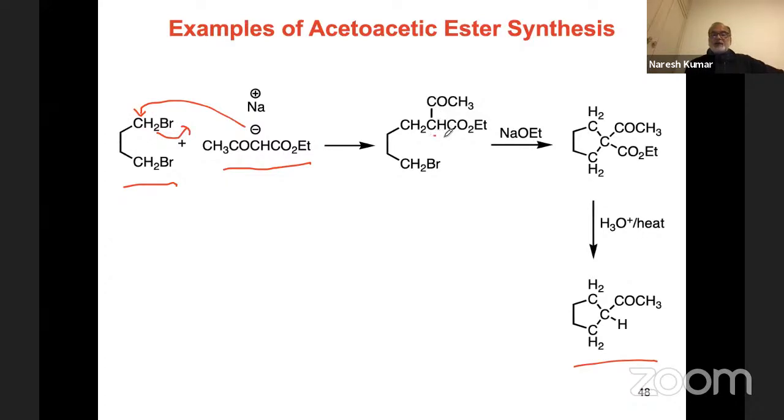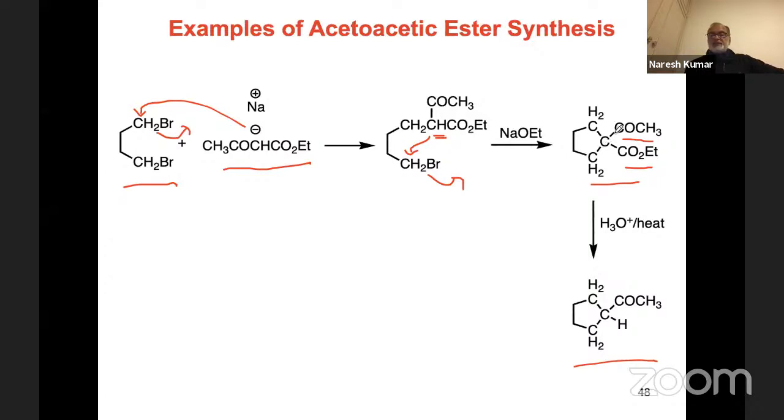And this proton is still acidic, and you can remove that proton with a base, sodium ethoxide, and then this carbon here will attack that CH2 and kick that Br minus out, and you will get this compound where you have an acetyl group and a carboxylic acid group present on the same carbon.